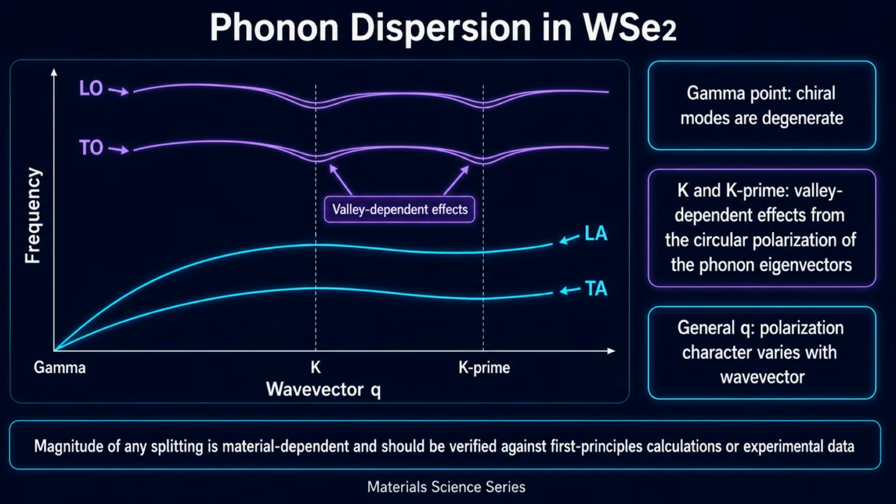In WSe2, the phonon dispersion shows distinct regimes. At the gamma point, left and right chiral modes are degenerate. At K and K', valley-dependent effects emerge due to the circular polarization of the phonon eigenvectors. The magnitude of any splitting is material-dependent and should be verified against first principles calculations or experimental data. At generic wave vector q away from high symmetry points, the polarization character varies with wave vector.